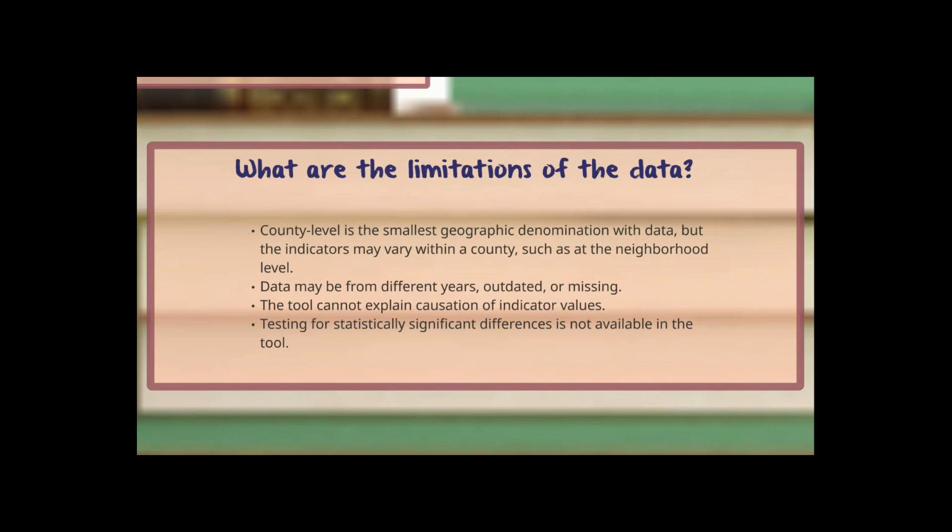Our website in the resources section of the tool describes each of the data sources in more detail, but the data come from different sources, so there may be specific counties that are missing data for some of the indicators, and the years are not the same across all of the indicators that are included in the tool. The tool also looks at data at a point in time and is not longitudinal, so it can't help explain why there might be a county that is underperforming on a particular indicator. Lastly, the tool does not have the ability to capture or test for statistically significant differences between counties or states and indicator values.